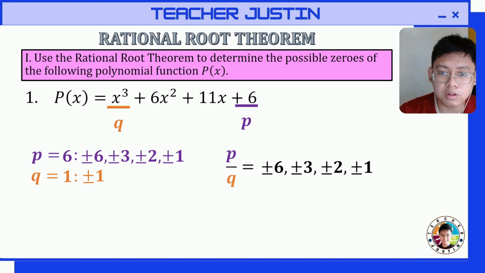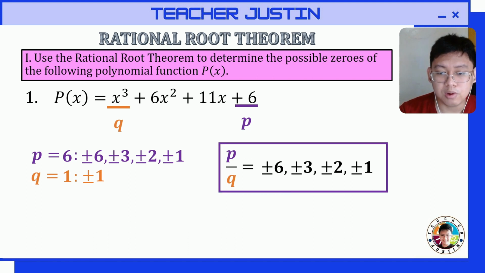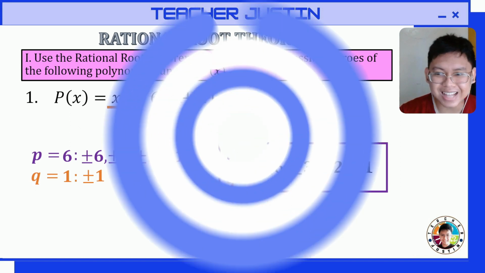So, our possible zeros for this function will be this one. Positive negative 6, positive negative 3, positive negative 2, and positive negative 1. So, here are our possible zeros. And that's it. Ta-da! Alright.